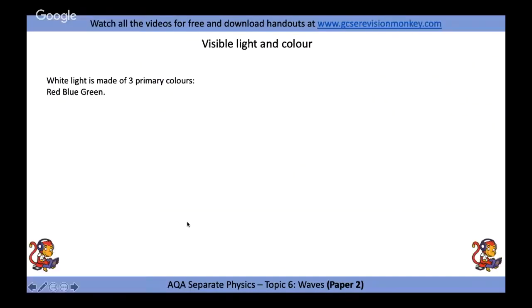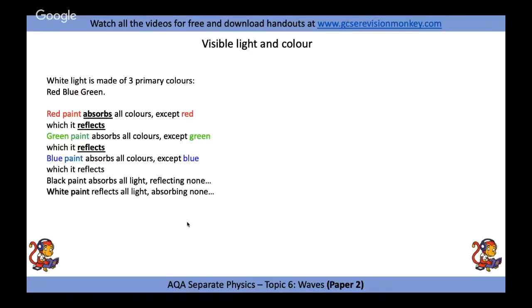Okay, visible light and colour. So white light is made of three primary colours, red, blue and green. Now red paint absorbs all colours apart from red, which it reflects. Green paint absorbs all colours except green, and so on. Now, the only things you might want to know there is that black paint absorbs all light, reflecting none. White paint reflects all light, absorbing none.